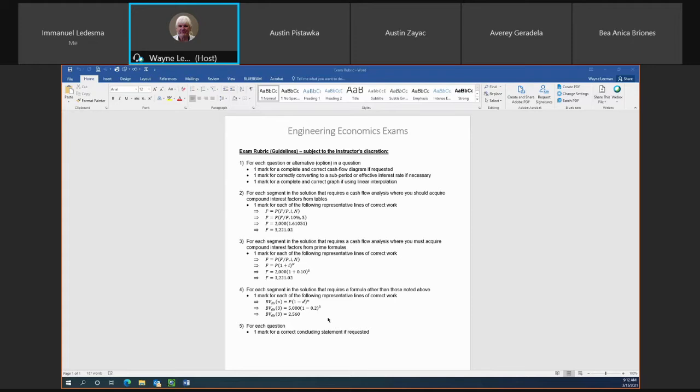And finally, if the question asks you for a concluding or a decision statement, then that would be worth 1 mark. It has to not just be a statement, it must also contain the correct answer, of course. So that is the guideline.